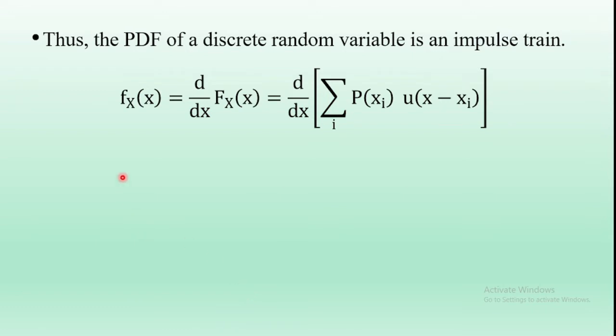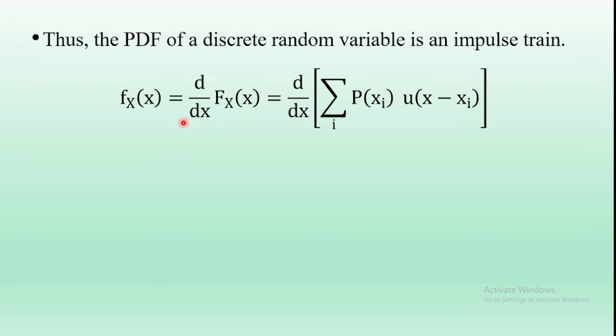So, this is the definition of the probability density function. The probability density function is the derivative of the distribution function. Capital Fx of x is the probability distribution function. Small fx of x is the probability density function. But we know that the probability distribution function for a discrete random variable is sigma probability of xi into u of x minus xi. This is already discussed in previous classes, and we substitute the probability distribution function value here.